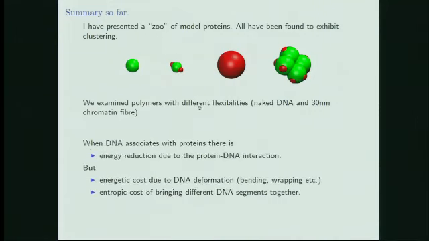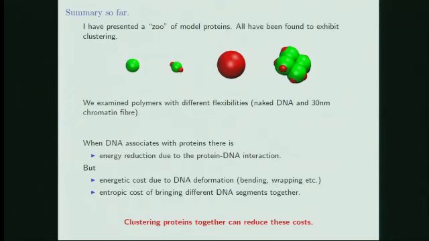Okay, so when the DNA associates with the proteins, there's an energy reduction due to the protein-DNA interaction, but then there's also an energetic cost due to DNA deformation and also an entropic cost of bringing different DNA segments together. But by clustering the proteins together, we're able to reduce some of these costs.